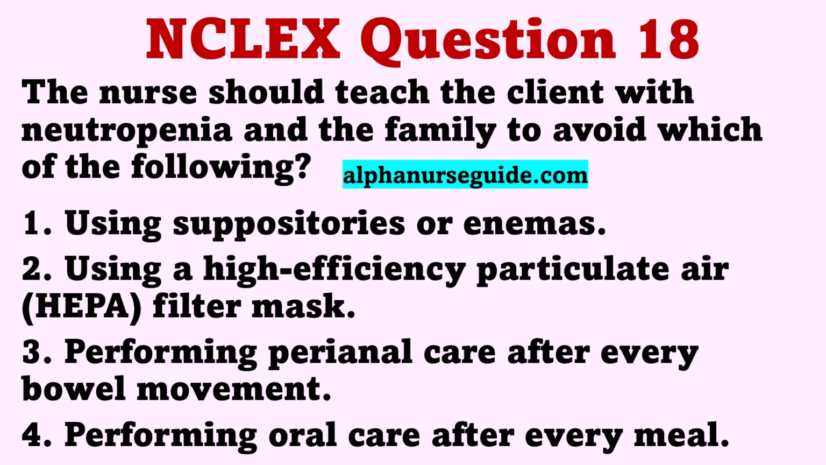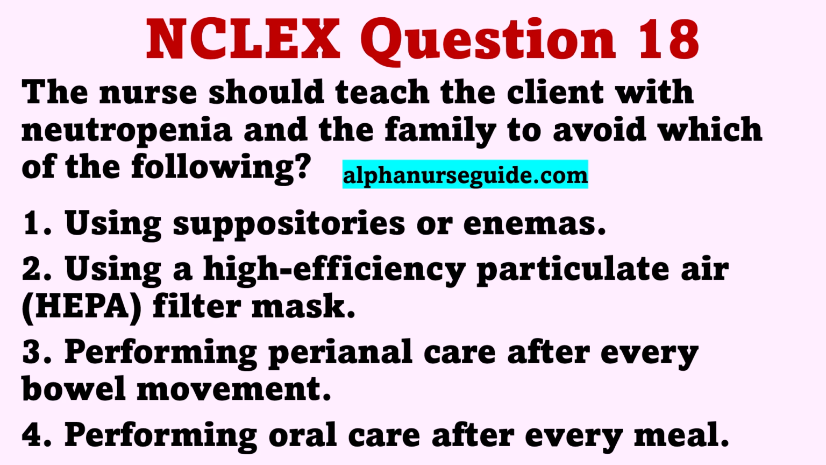The nurse should teach the client with neutropenia and the family to avoid which of the following? 1. Using suppositories or enemas. 2. Using a high-efficiency particulate air filter mask. 3. Performing perineal care after every bowel movement. 4. Performing oral care after every meal. The correct answer is 1.